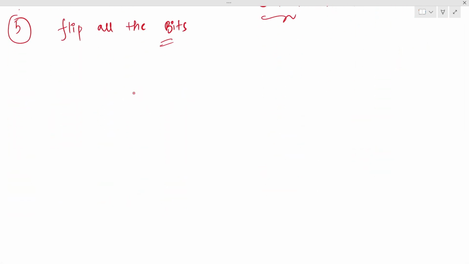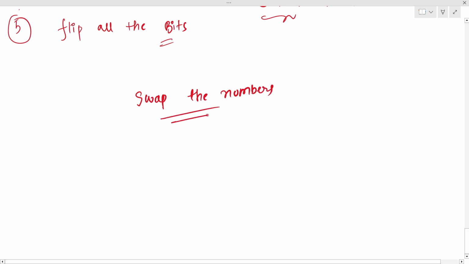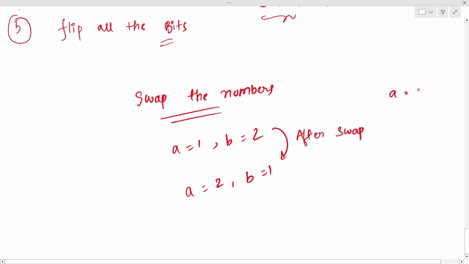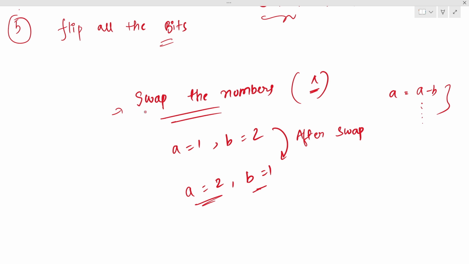And one of the interesting things, guys, is swapping the numbers. I think most of you know this problem. If a is given 1 and b is given 2, if I do swap, a becomes 2 and b becomes 1. We generally do some basic things like a equals a minus b or something like that to bring about the swap. We can also apply the XOR operator and swap the numbers. I'll tell you in the next video. So we can do many things using these bitwise operators.